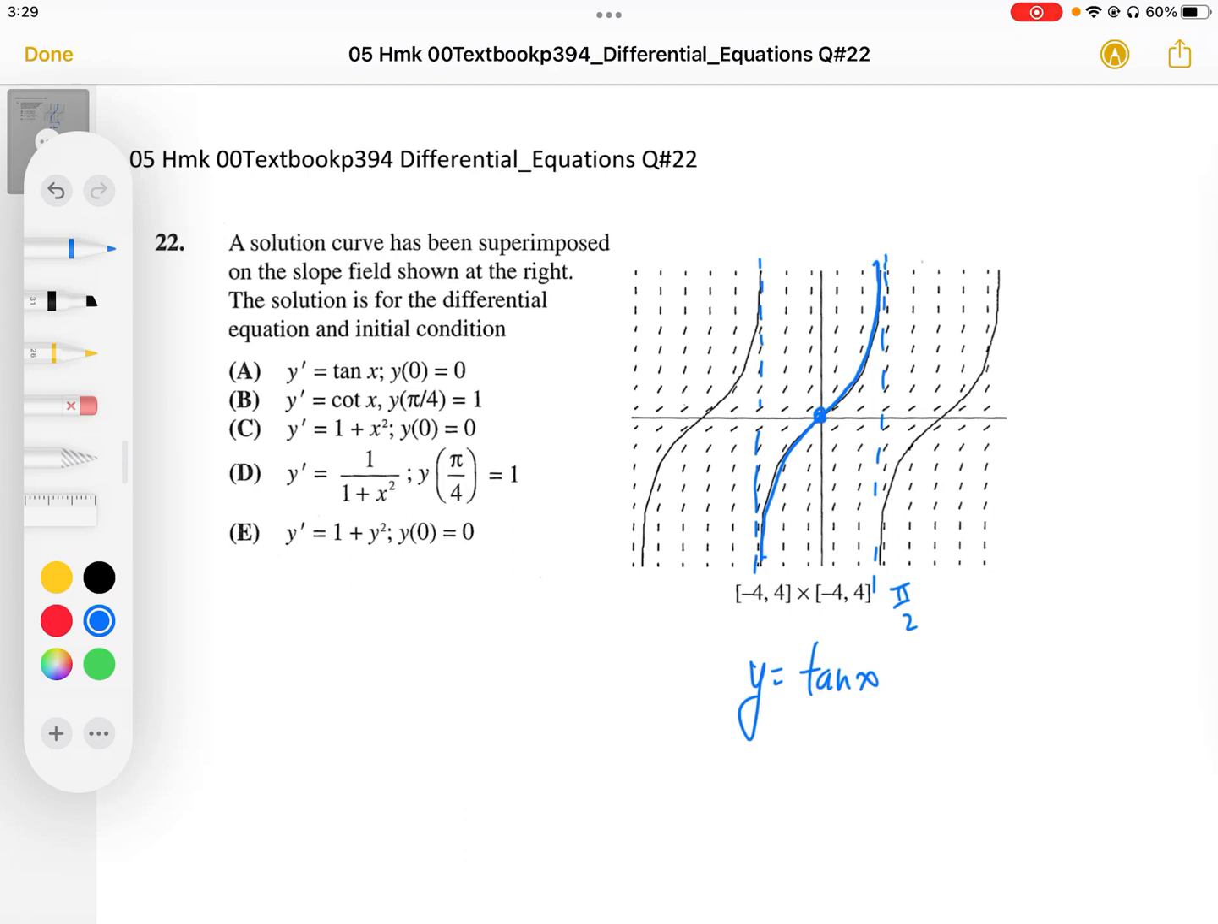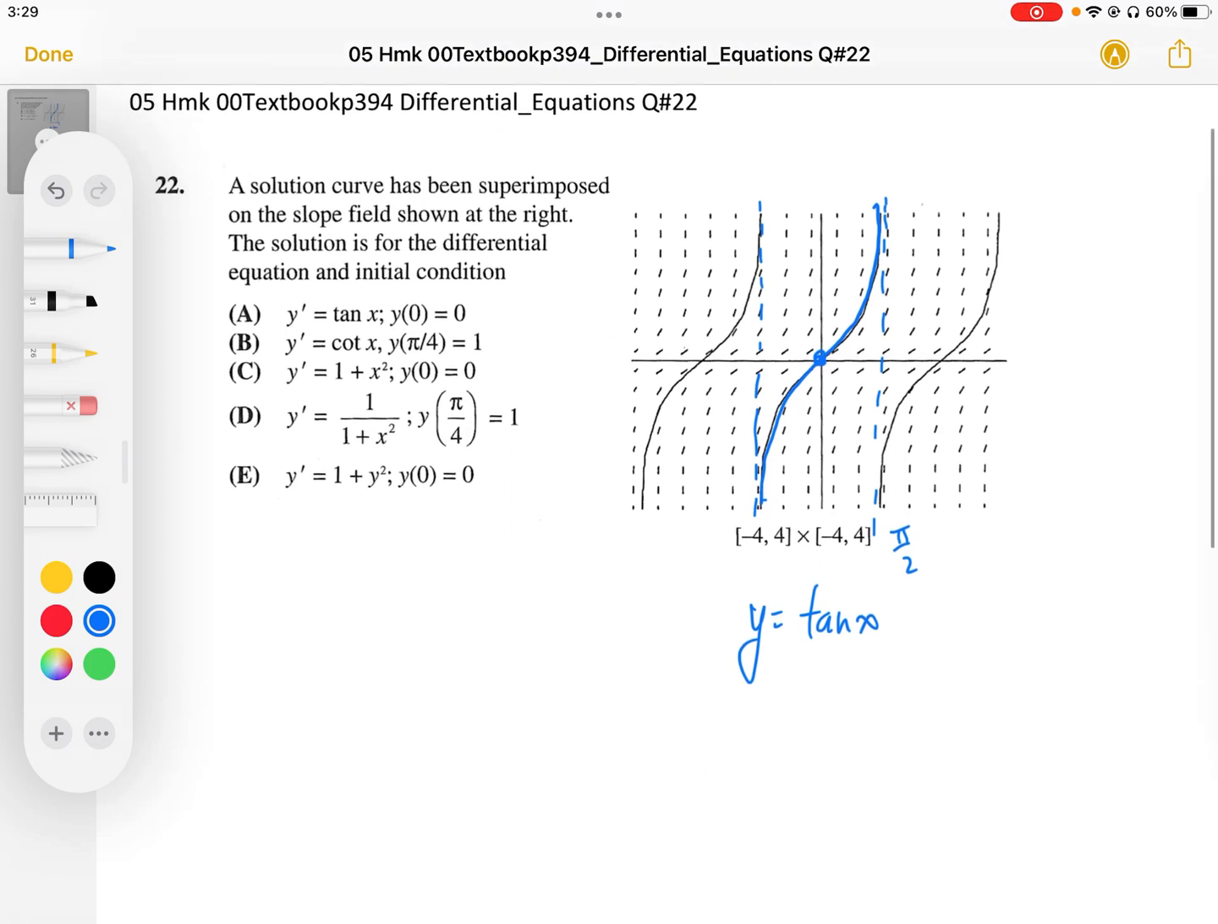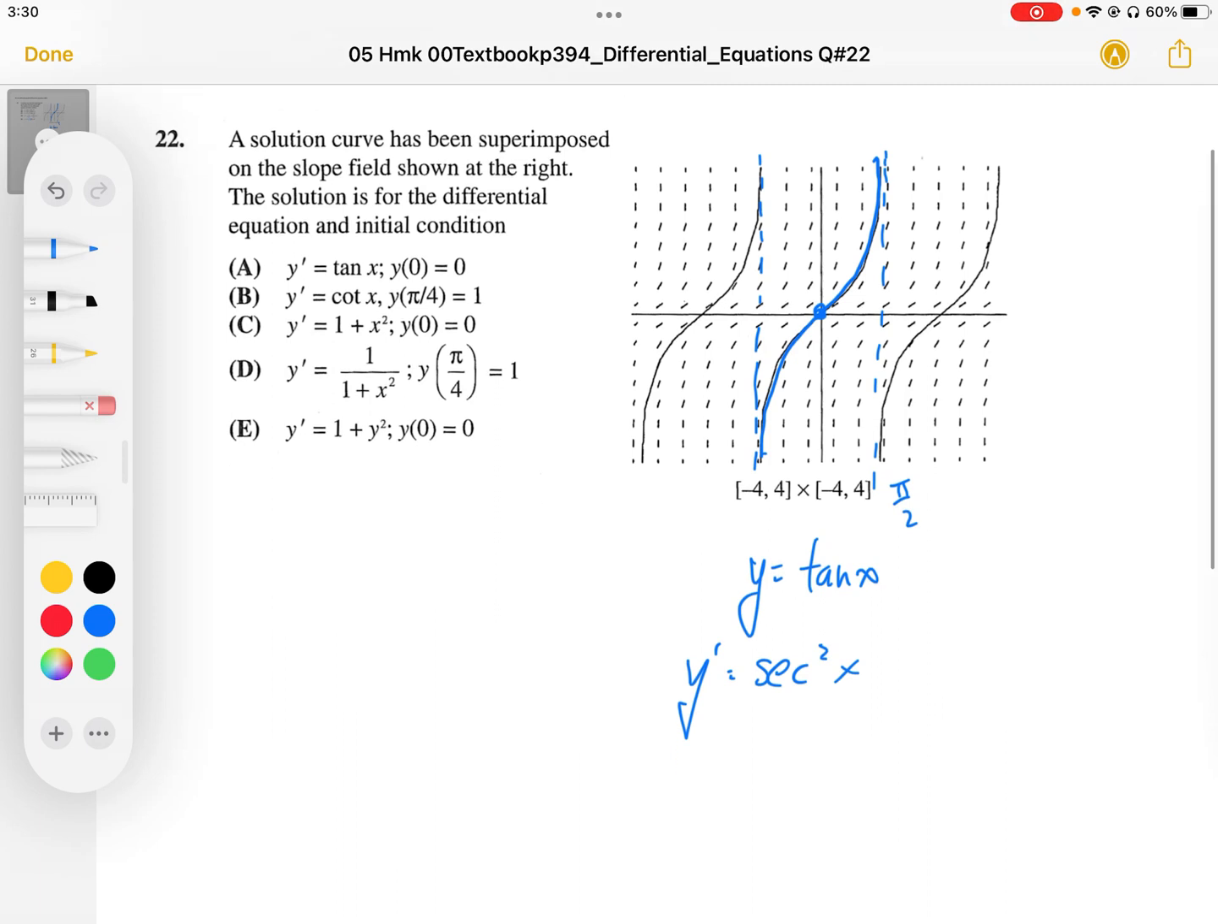So if I can guess what the solution equation is based on the graph that was drawn through the slope field, I can then work out what y prime is. So my y prime value is equal to secant squared x. Now the problem is secant squared x is none of these, and furthermore, I have a function here where the derivative is expressed in terms of y, or as an implicit function.